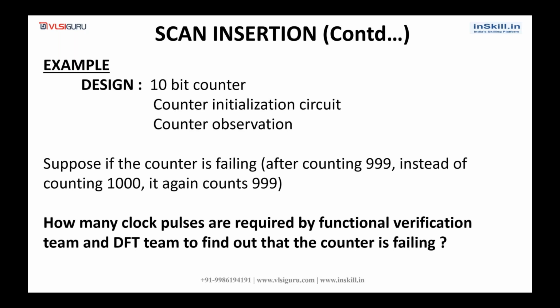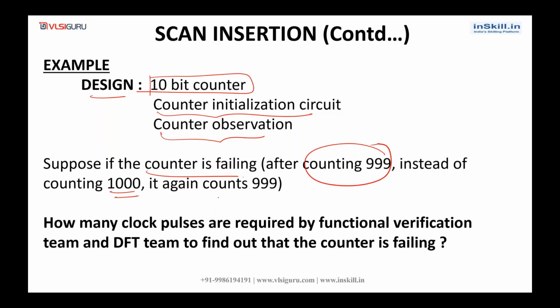In order to understand that point, let's take an example. I'm having a design, which is a 10-bit counter. I'm having a counter initialization circuit and then a counter observation circuit. Suppose that the counter is failing. That is, after counting 999, instead of counting 1000, it is again counting 999. So that is the reason why the counter is failing.